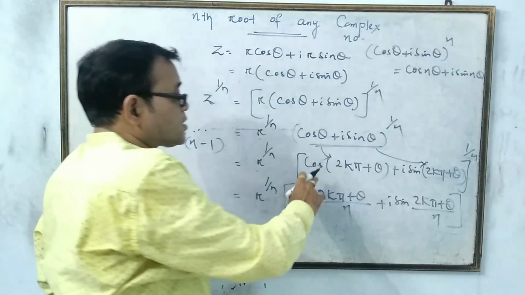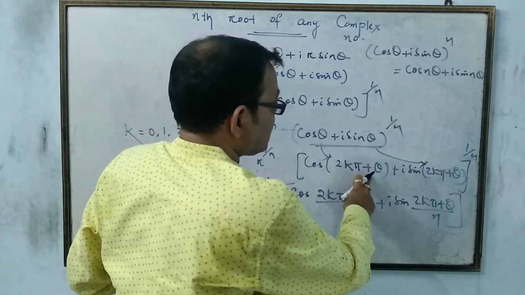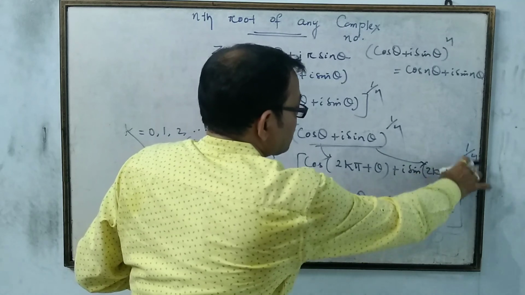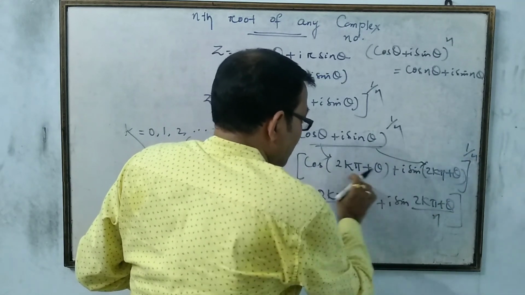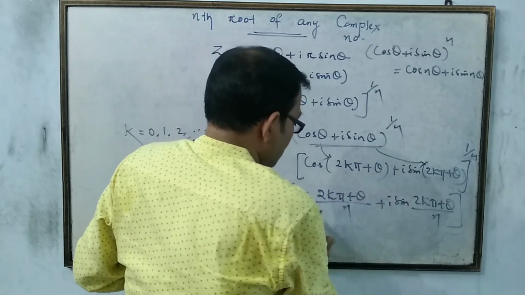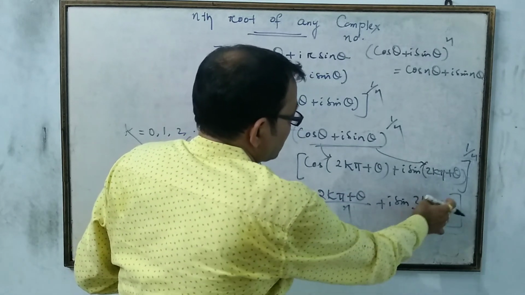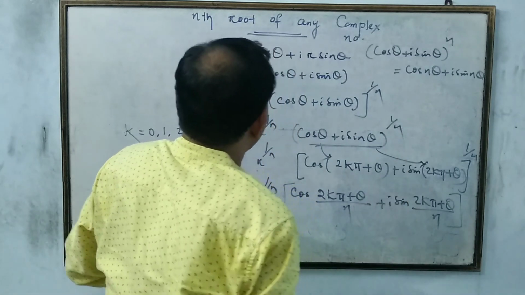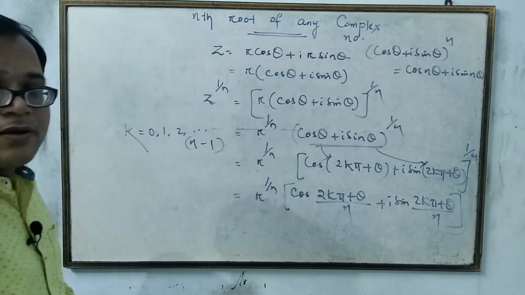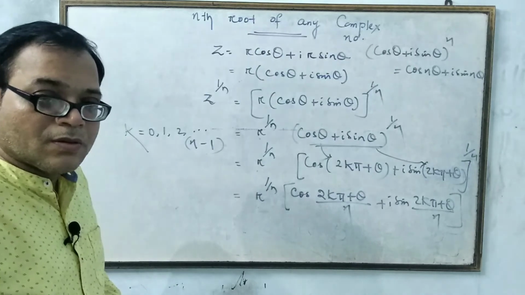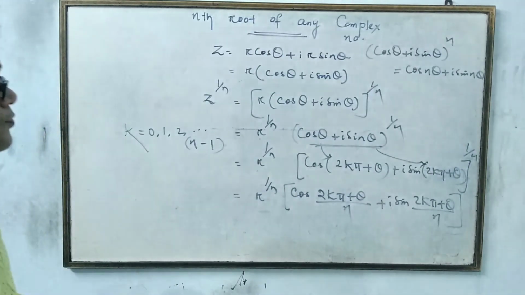So cos of 2k pi plus theta plus i sin of 2k pi plus theta to the power of 1 by n: here 1 by n would be multiplied, so the answer would be cos of (2k pi plus theta) by n plus i sin of (2k pi plus theta) by n. This is the nth root of any complex number. Pause the video to note it down.